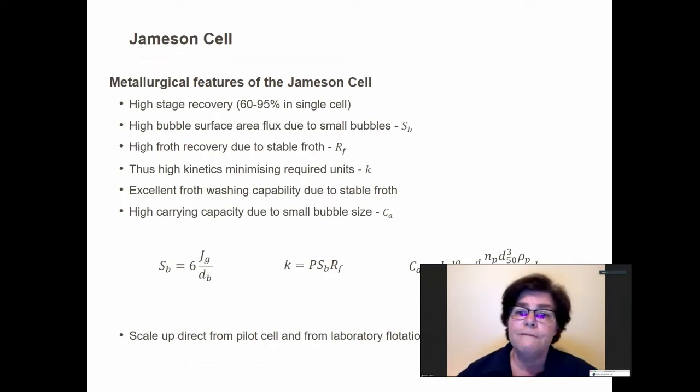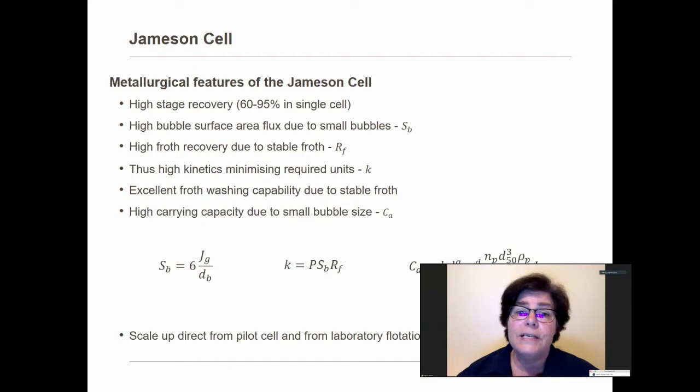The high stage recovery is a feature of the cell. As mentioned, the Jameson cell can operate anywhere on the grade recovery curve of your circuit. This is because of the very high bubble surface area flux due to the small bubbles. You'll see I've provided 3 equations here. The first one indicates the bubble surface area flux, which is a function of the air rate and the bubble size. So if you make the bubble size smaller, your bubble surface area flux will go up. You can also increase your bubble surface area flux by simply increasing the air, but the impact of bubble size is far greater.